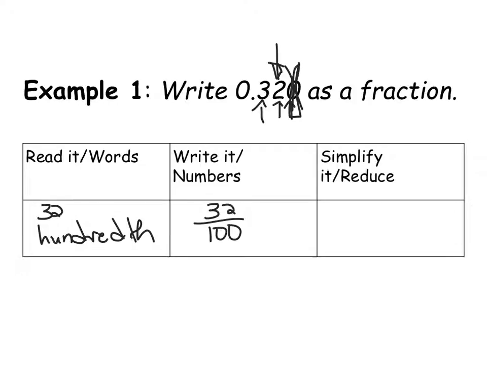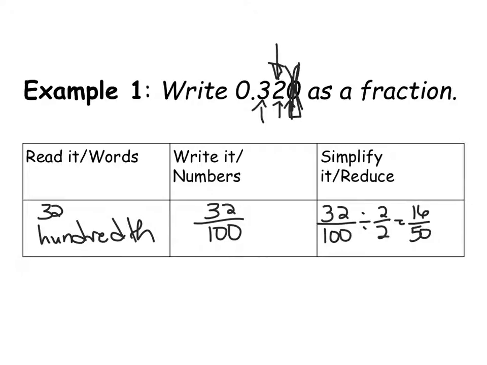Now we're going to simplify it. That means that we're reducing it, we're simplifying it. So what we need to do is find a number that's divisible into both of those numbers. So because it is even, you have a 2 and a 0, that means that it is divisible by 2. So we're going to divide it by 2. So 32 divided by 2 is going to give you 16. And 100 divided by 2 will give you 50.